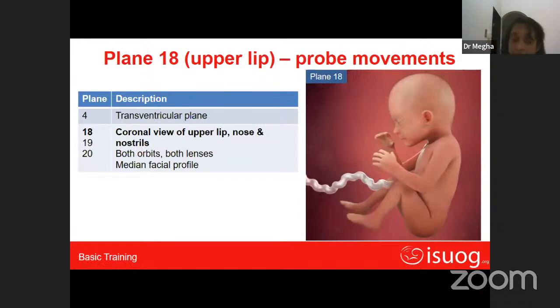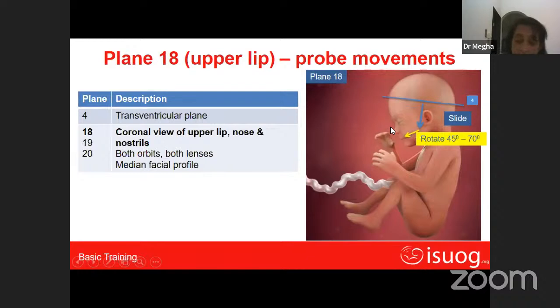So how do we get to these planes? Let's start with plane 18, looking at the upper lip. What are the probe movements we need to do? As I said, we start off with the transventricular plane. And at this point, it is very important to see that your midline is very horizontal. You will then slide your transducer down until you come to the orbits on one end and the cerebellum on the other end.